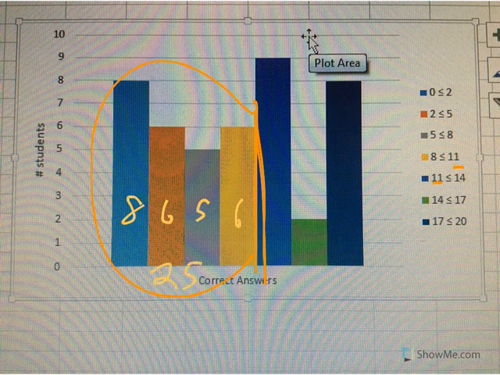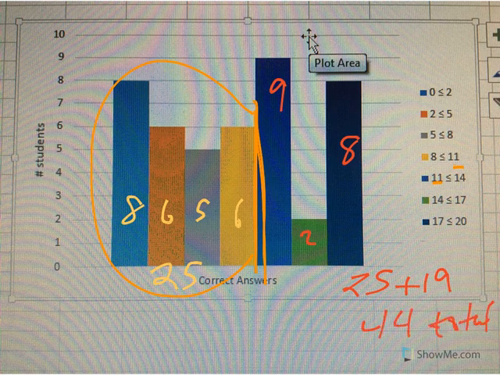Well, to find the probability, we want the event that we're wanting over the total. So how many total do we have? Well, I have 25 here. I have 9 in this blue bar, 2 in the green, and 8 here. So I have an extra 19. So if I take the 25 that are below and the 19 that are above, I have 44 total. So when I'm looking to find my probability, I've got 25 over 44.